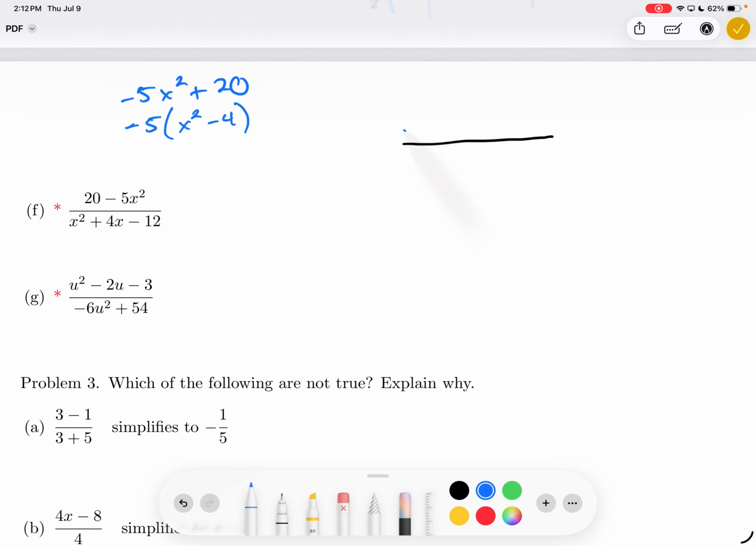And once again, hopefully this is looking familiar to you when you see an x squared minus 4. X times x is x squared. 2 times 2 is 4. And a plus and a minus. So that's the top.